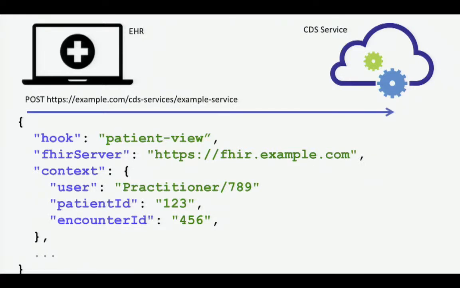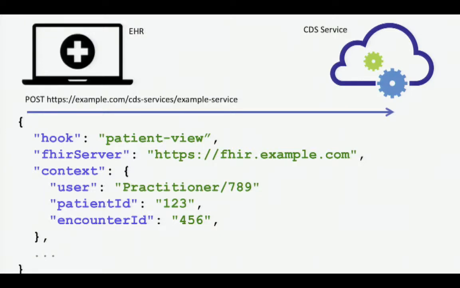In the patient view hook, the context that is specific to that particular event or hook is the user that is logged in that's in context. That is a reference back to the EHR's FHIR server for, in this case, a practitioner. What is the patient ID, and optionally, what is the encounter ID of the current patient's chart that we're opening? And both of those values are also references back to the EHR's FHIR server. So this context information is critical to every request to the CDS service. And this context information is different for every hook, because each hook is a unique event or a unique workflow.